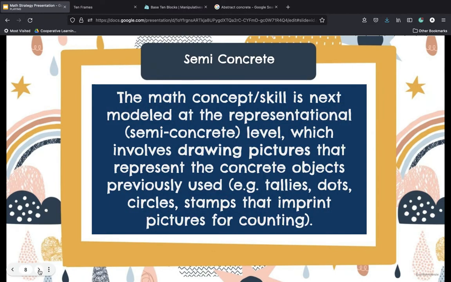Next, we have the semi-concrete. The math concept skill is next modeled at the representational semi-concrete level, which involves drawing pictures that represent the concrete object previously used, such as tallies, dots, circles, stamps that imprint pictures for counting.